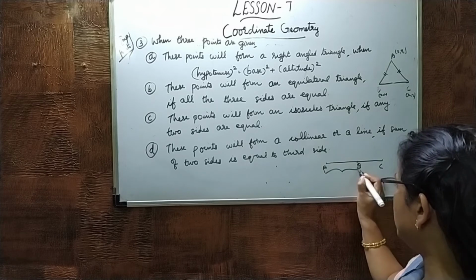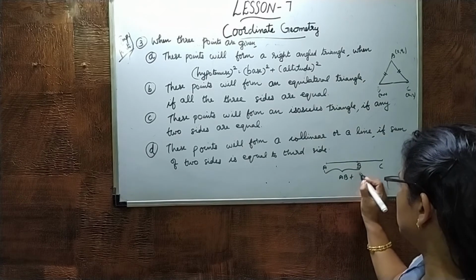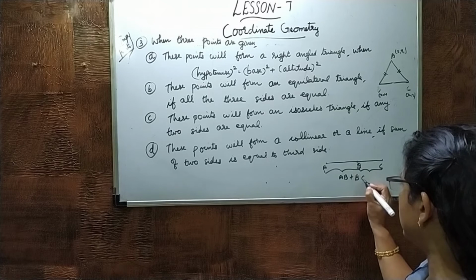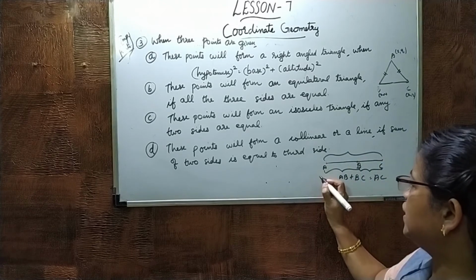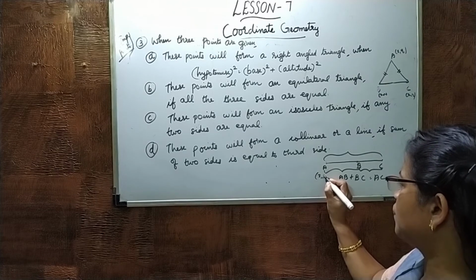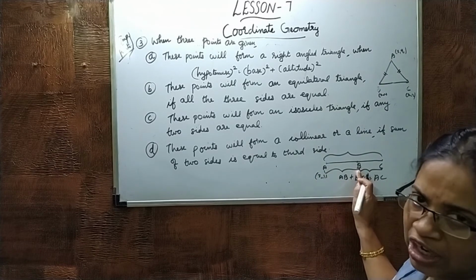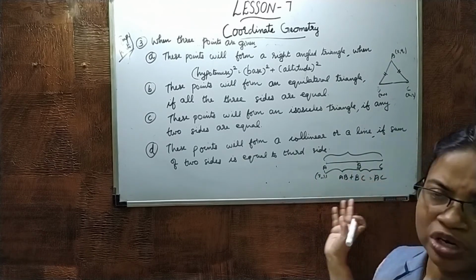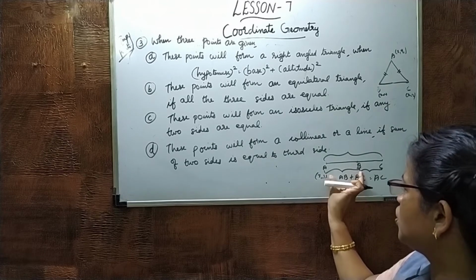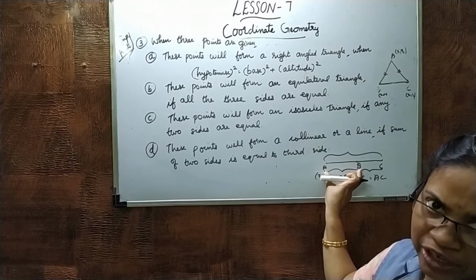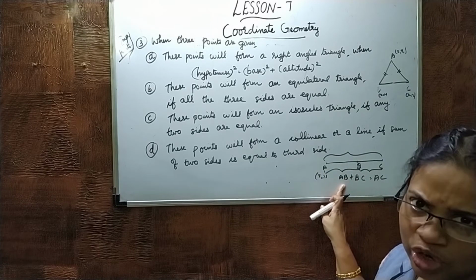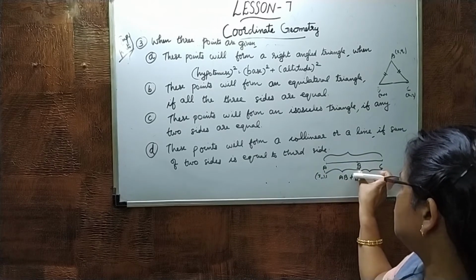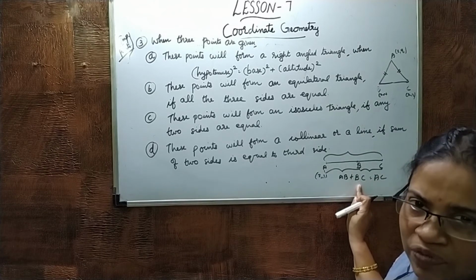Means AB plus BC, you have to get the answer what? AC. Then we can say that these 3 coordinates x1, y1, x2, y2, x3, y3, any 3 points I will give you. So first, what you have to find out? The distance between AB. Find out the coordinates, find out the distance, you will get one value here. Then find out the distance of BC, you will get one value.